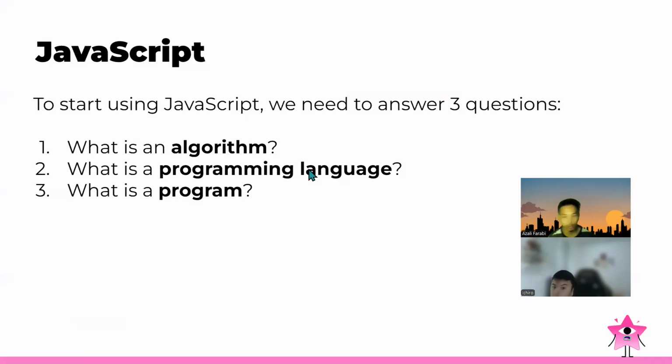Okay, so introduction to JavaScript. Let's talk about these terms first. Do you remember what an algorithm means? What does programming language mean? And what is a program? Come on, Ichiro. Speak up. What is an algorithm? It's not like that, Ichiro. Come on, Ichiro. What is an algorithm?